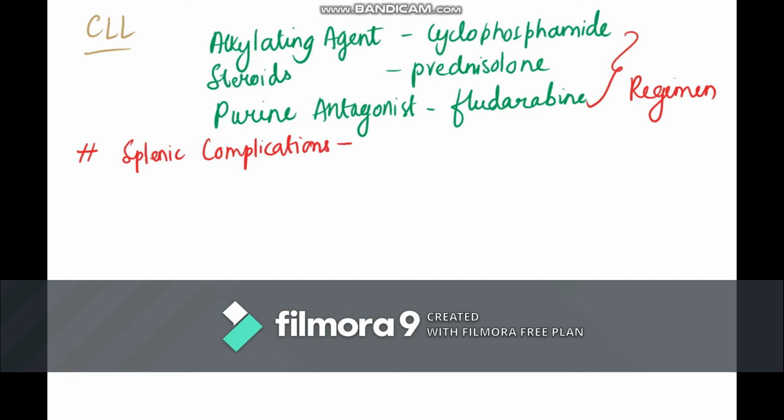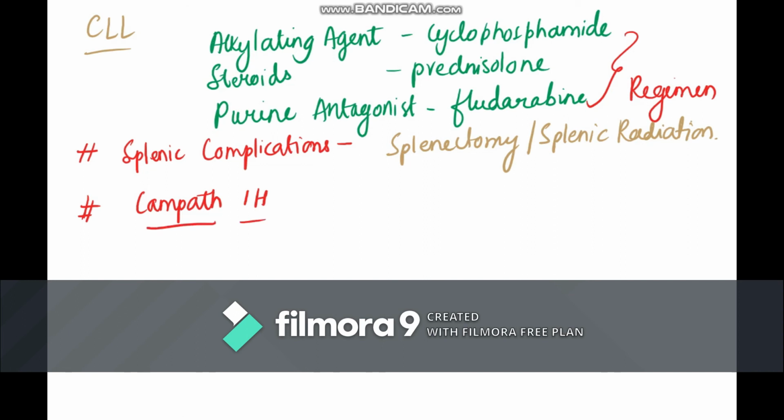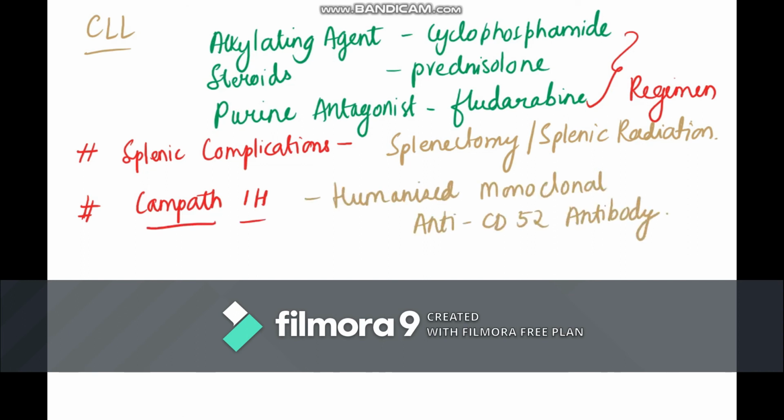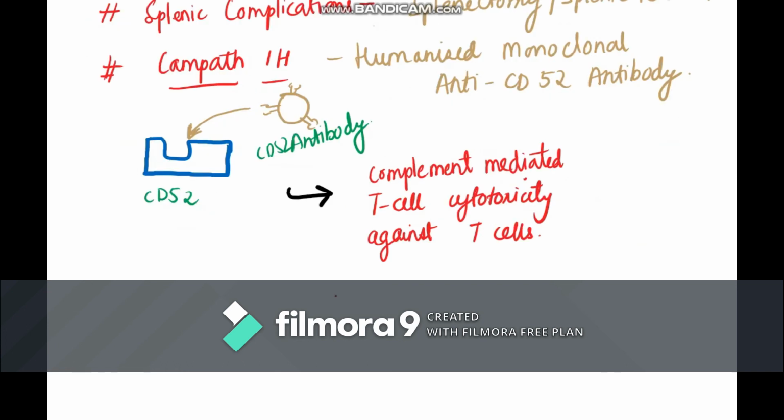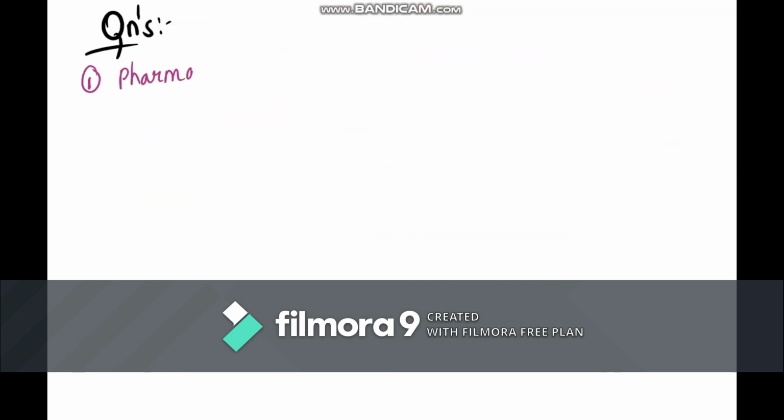Next we have Campath-1H. Campath-1H is a humanized monoclonal anti-CD52 antibody. CD52 is a receptor. When this antibody binds to the CD52 receptor, it leads to antibody-mediated and complement-mediated T cell cytotoxicity.